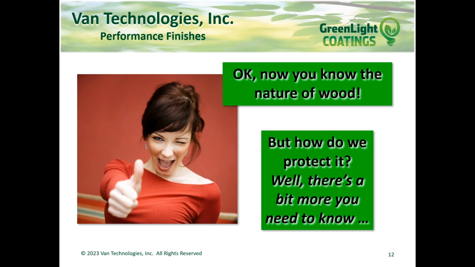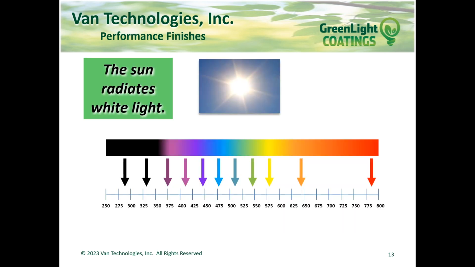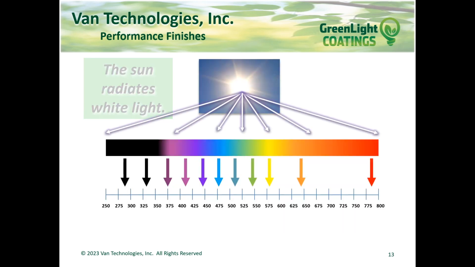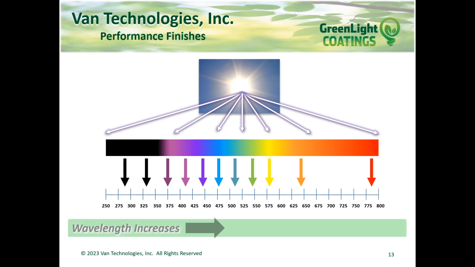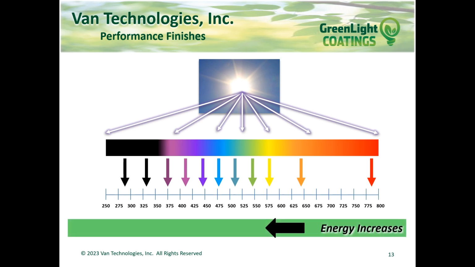Okay, now you know the nature of wood. But how do we protect it? Well, there's a bit more you need to know. The sun radiates white light. White light from the sun contains all the colors of the rainbow and UV radiation. The wavelength of light increases going from the left to the right, but the energy of light increases in the opposite direction, from right to left.